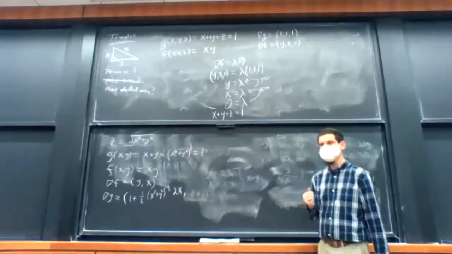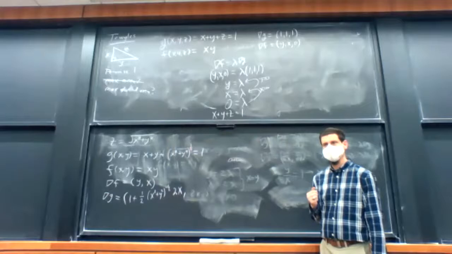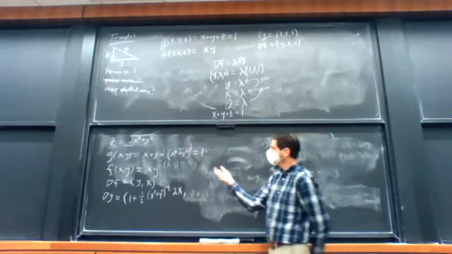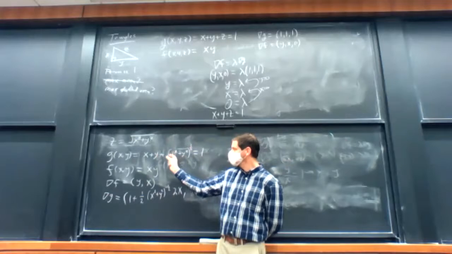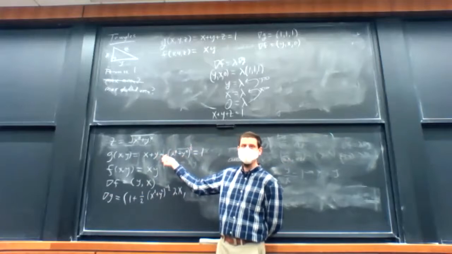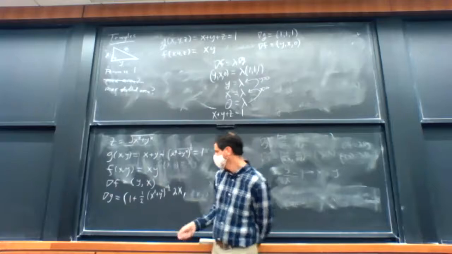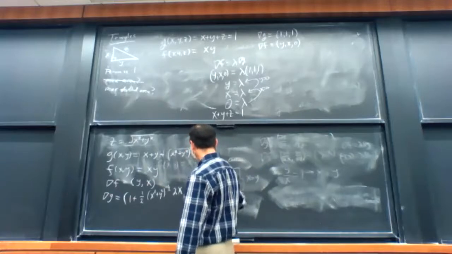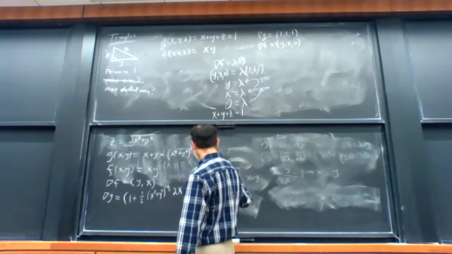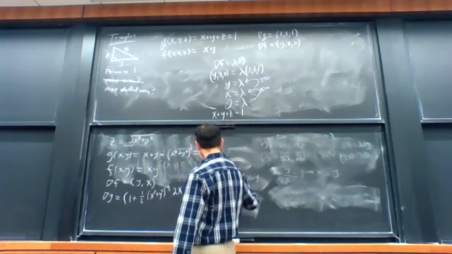And now we have to find the derivative with respect to y. We could do the calculation, or you could realize, hey, this function is symmetric in x and y. So if I just flip all the x's to y's, then that would give me the derivative with respect to y. And so a similar calculation will give me 1 plus 1/2 x squared plus y squared to the negative 1/2 times 2y.